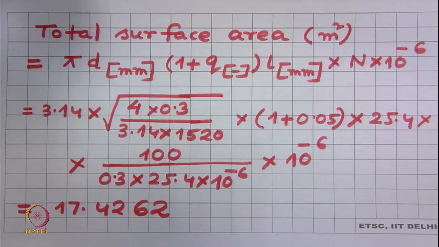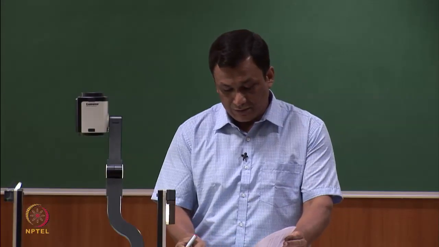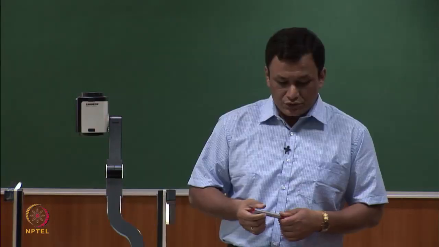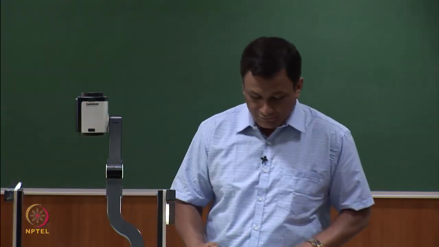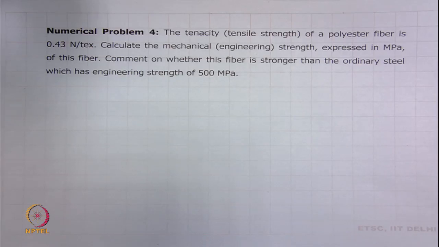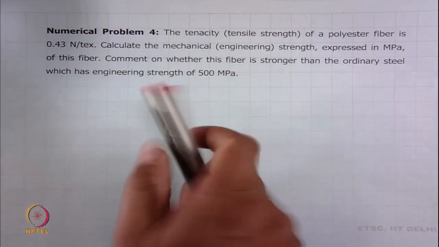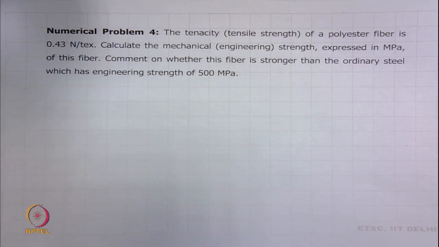All right? Okay. Let us proceed to problem number 4. So, now let us come to the fourth problem. The fourth problem reads as follows. The tenacity of a polyester fiber is 0.43 Newton per tex. Calculate the mechanical engineering strength expressed in megapascal of this fiber. Comment on whether this fiber is stronger than ordinary steel, which has an engineering strength of 500 megapascal.